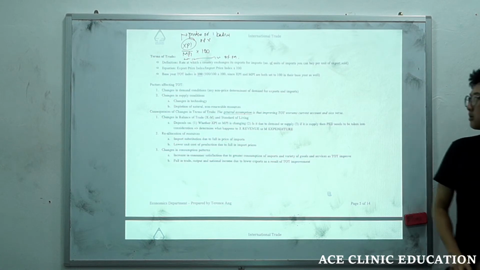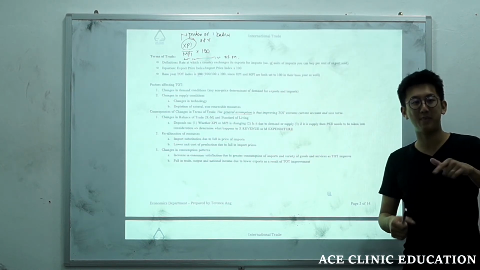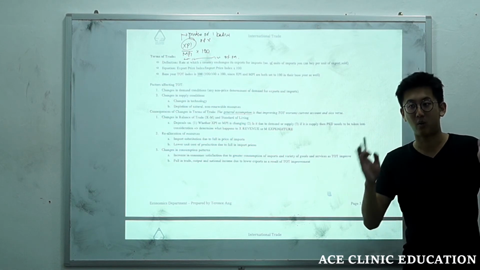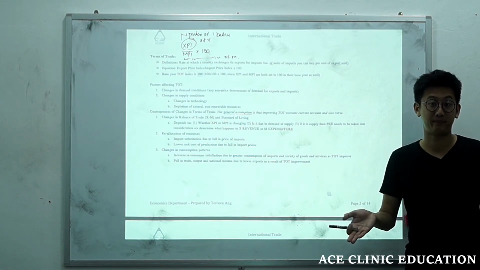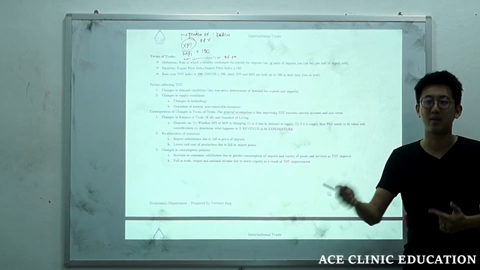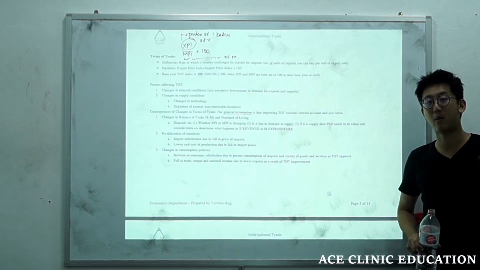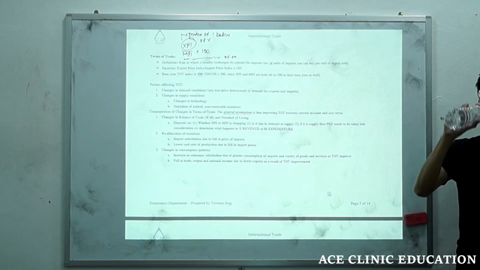Okay? So let's say this number is 150. What this means is that I sell one basket of X, I can buy 1.5 baskets of M. Make sense? If it's 100, it means I sell one basket of X, I buy one basket of M. 150 will mean relative to the base year where it was 100, now I can buy 1.5 times as much M as before.